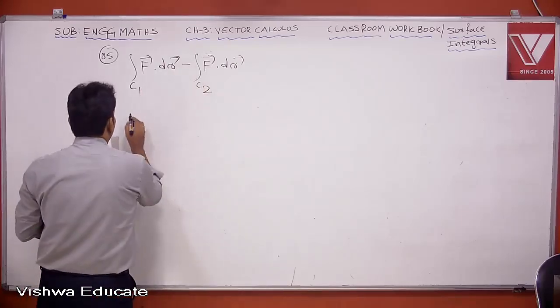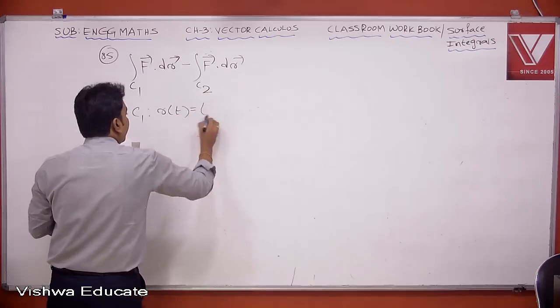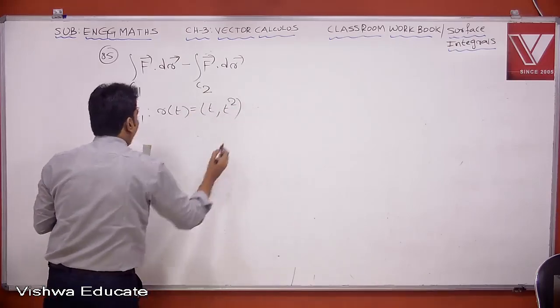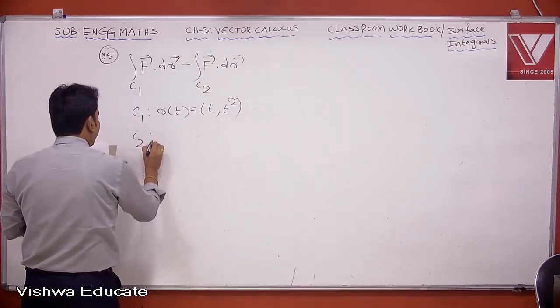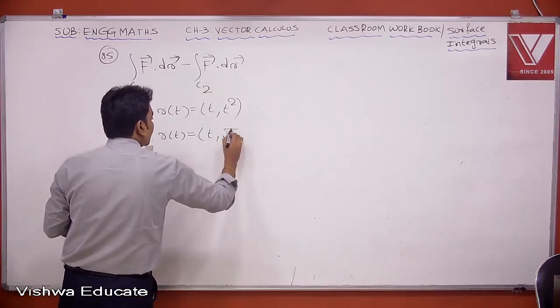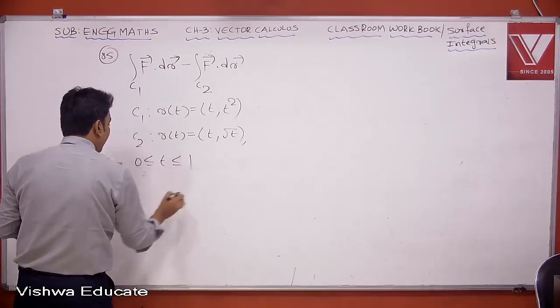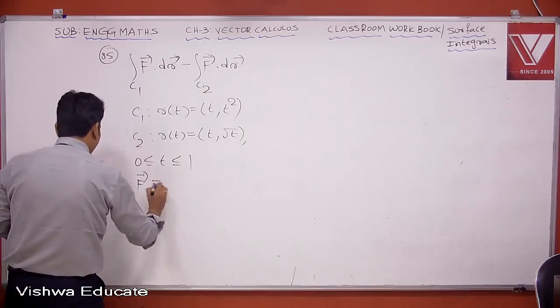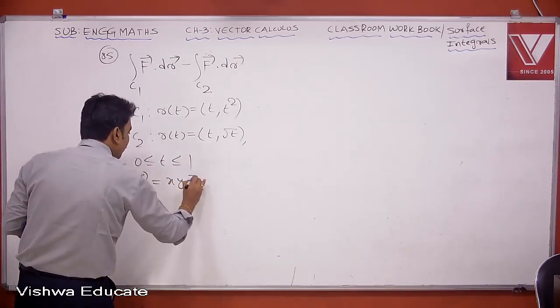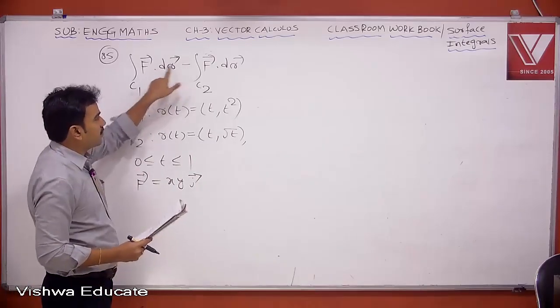Now what is C1? C1 is given as r(t) = (t, t²). The C2 curve is described as r(t) = (t, √t), and the limits are from 0 to 1. And what is my F? This is nothing but xy k. Then what is the value of the difference of these two line integrals?